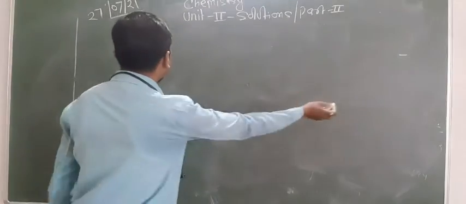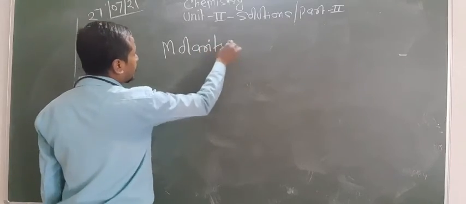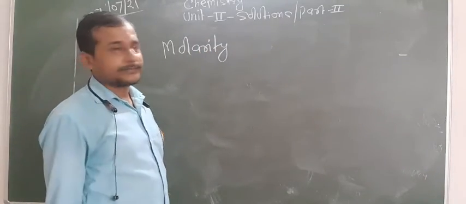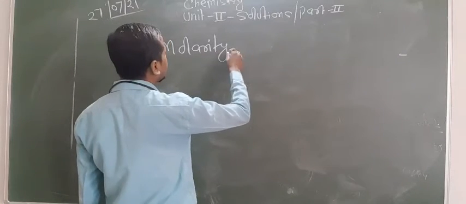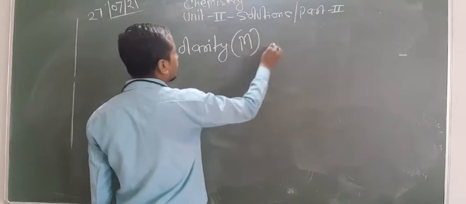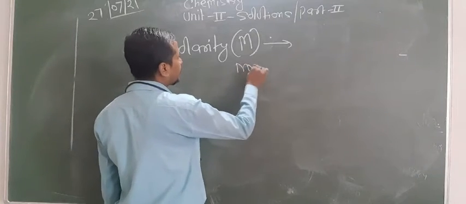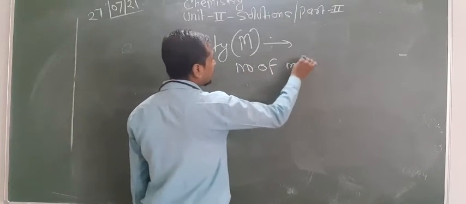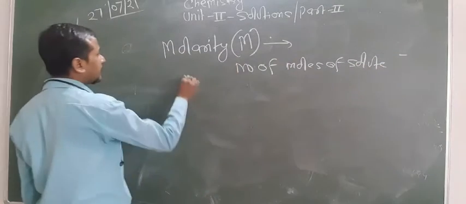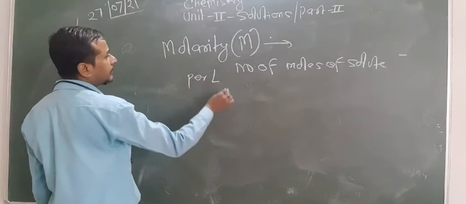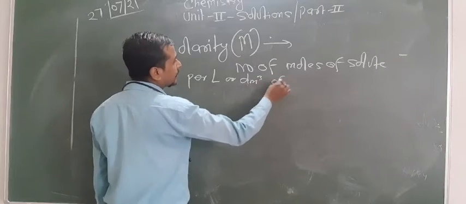So now let us focus on the unit of concentration, that is molarity. About this, you also study in class 11, Chapter 1, Some Basic Concepts of Chemistry. Are you getting this point or not? So you have to focus on the symbol also. Symbol is capital M. What is this basically? It may be defined as number of moles of solute per liter or decimeter cube of solution.